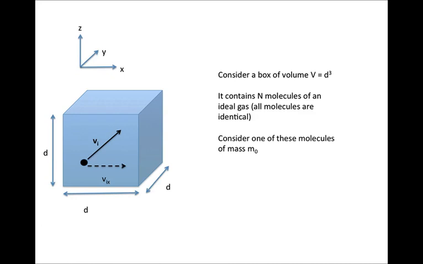For this derivation, we're going to assume that we have a cube with a volume d cubed. Each of the sides has a length d. Inside this cube, we're going to put capital N molecules of an ideal gas, and each of these molecules is going to have a mass m0.